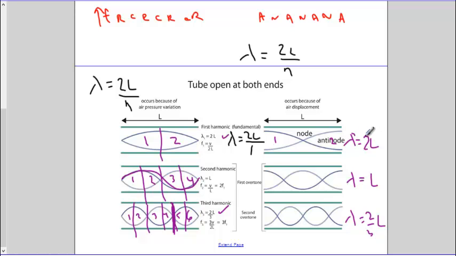So wavelength will be 2L. How many antinodes are here? 1, 2. 2L over N, 2 antinodes, L, and so on. How many antinodes are there? 1, 2, 3 antinodes, 2L over 3, 2/3 of L.